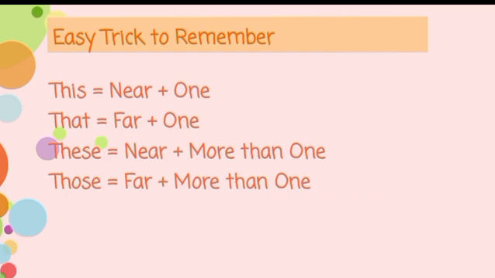Easy trick to remember. This is used when something or someone is near and is one. That is used when something or someone is far and is one in number. These are used when something or someone is more than one and it is present near. Those are used when something or someone are more than one, but they are not near. They are present far. So we will use those.